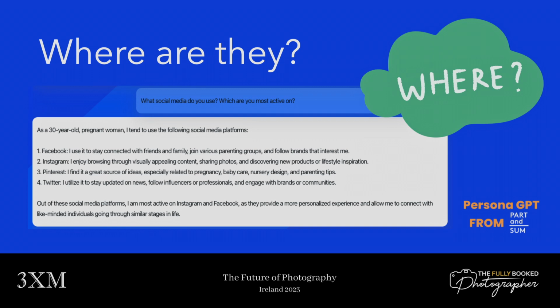So then start asking questions. It's like you're just talking to someone. Bear in mind, this is an AI, so it's a representation of your ideal client. It's not an individual you're talking to. So you can ask it, what social media do you use and which are you most active on? It won't just say Facebook and Instagram. It'll even tell you how it uses it and why it uses it. So you can make sure that A, you're active in those spaces, and B, that you're putting out the relevant content that they're looking for on those platforms.